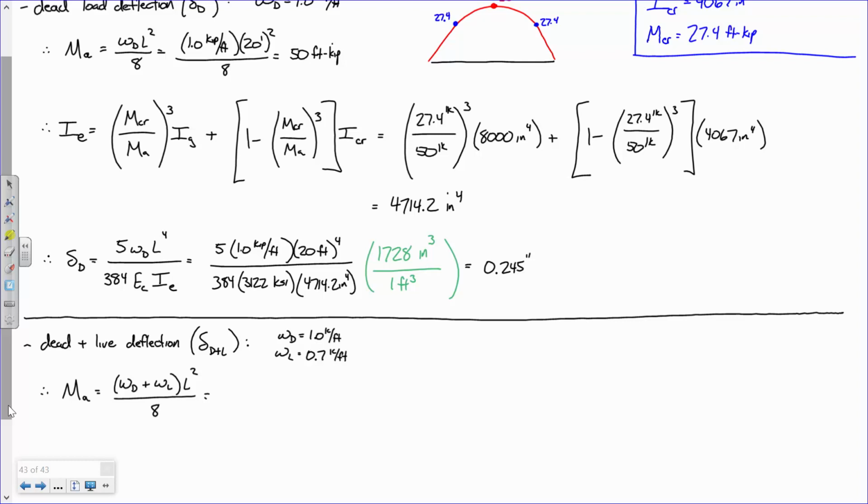Did I forget my load factors? No, I didn't. We do not apply load factors at the service limit states. So no 1.2 and 1.6 here. You just add them up directly. So this is going to be 1.7 kips per foot. I'll just go ahead and add that up right now, times 20 feet squared divided by 8, and plug and chug, what does that come out to be?